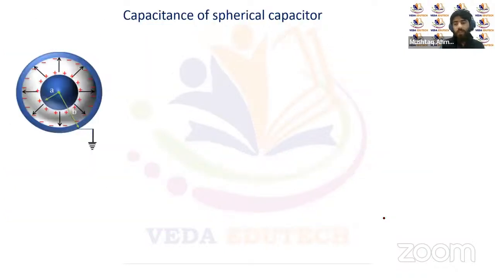Now let's try to discuss the capacitance of a capacitor. Here, the capacitance of a spherical capacitor, right? In this case, there are two concentric spheres. One sphere is of radius A, and another sphere is of radius B, right?